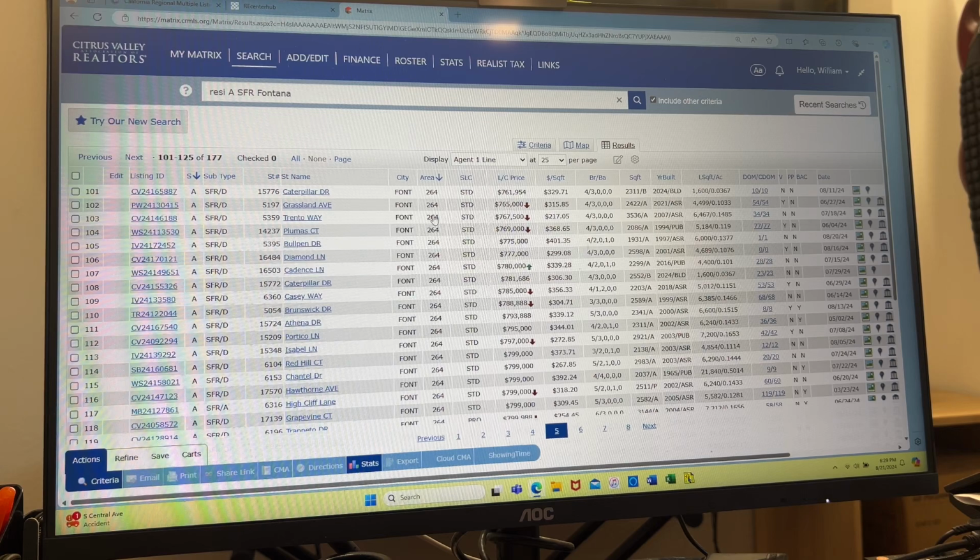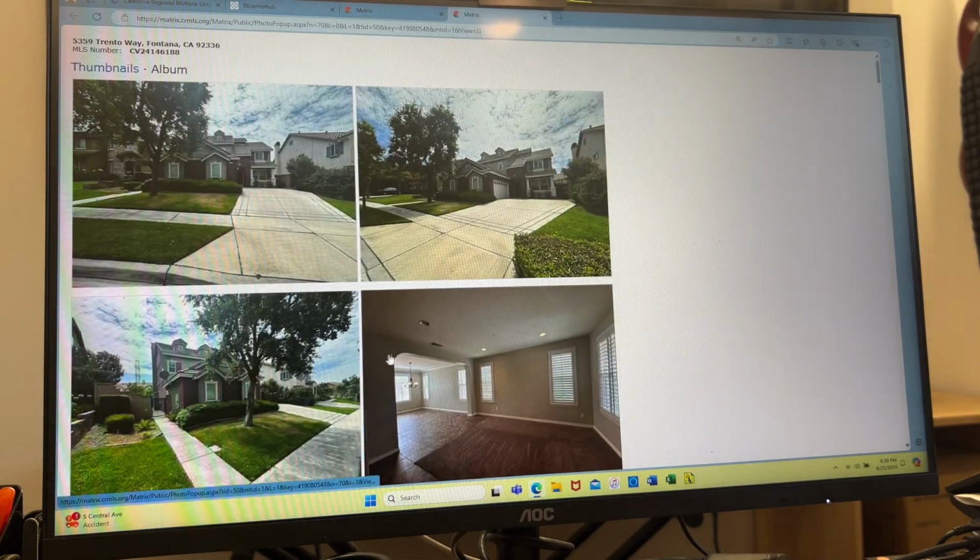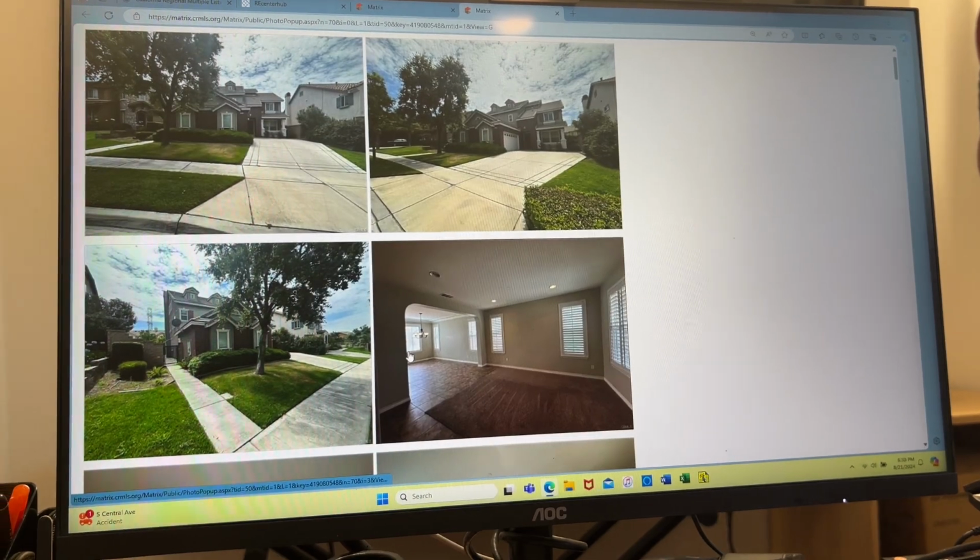Okay, so let's just say, what's this one right here? 767,500. And see that right there, it listed for 807,500 and they dropped it down to 767,500, and it's a good size house. Look at it, it's 4 bedrooms, 3 baths, 3,500 square feet. That's a good size house. Look at that right there.